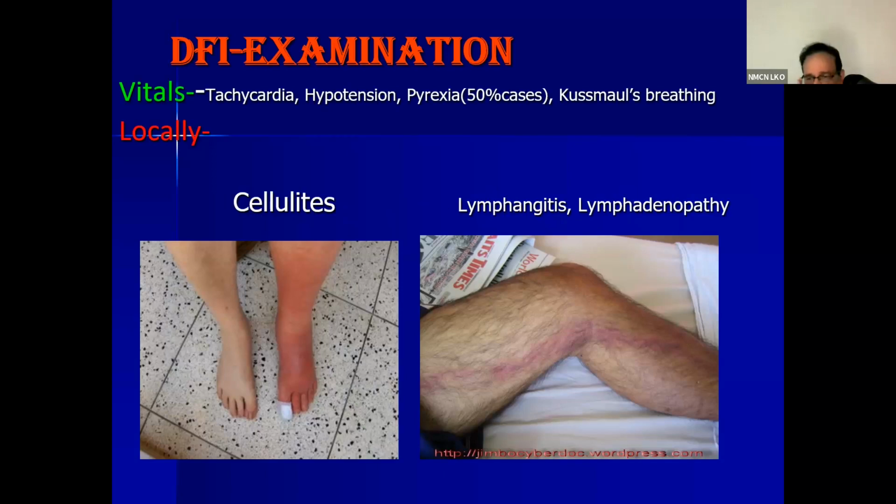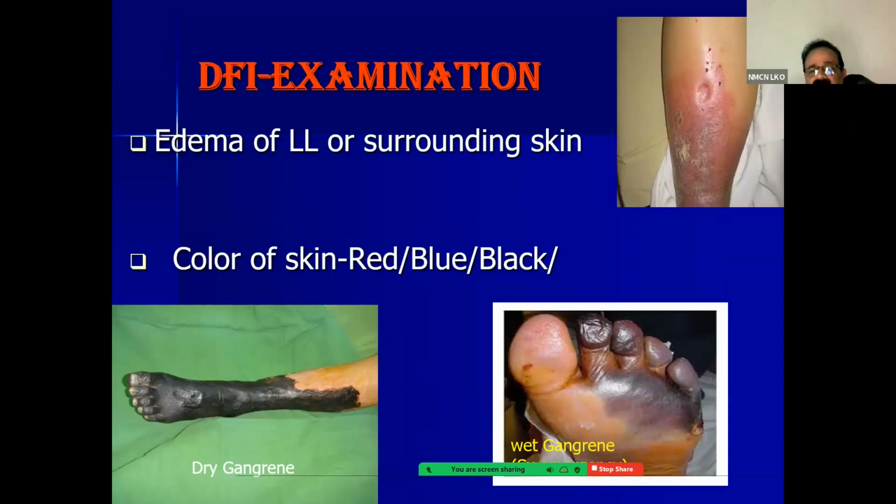So, smell of acetone in breathing is, of course, a hallmark of diabetic ketoacidosis. Then on examination, you can see cellulitis or lymphangitis, lymphadenopathy. You can see a pinkish streak starting from the ulcer and going to the inguinal lymph node. This is also a very important thing to be seen.